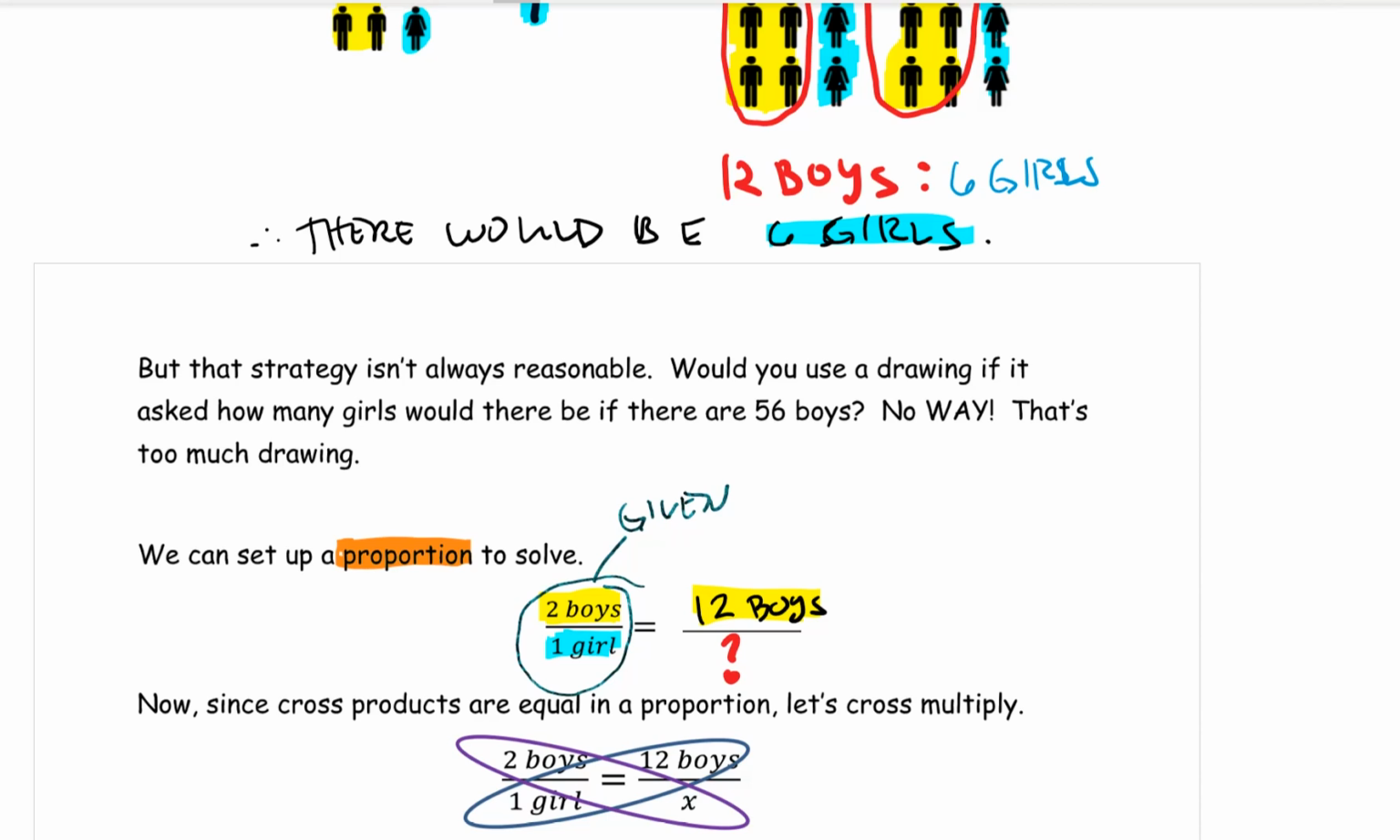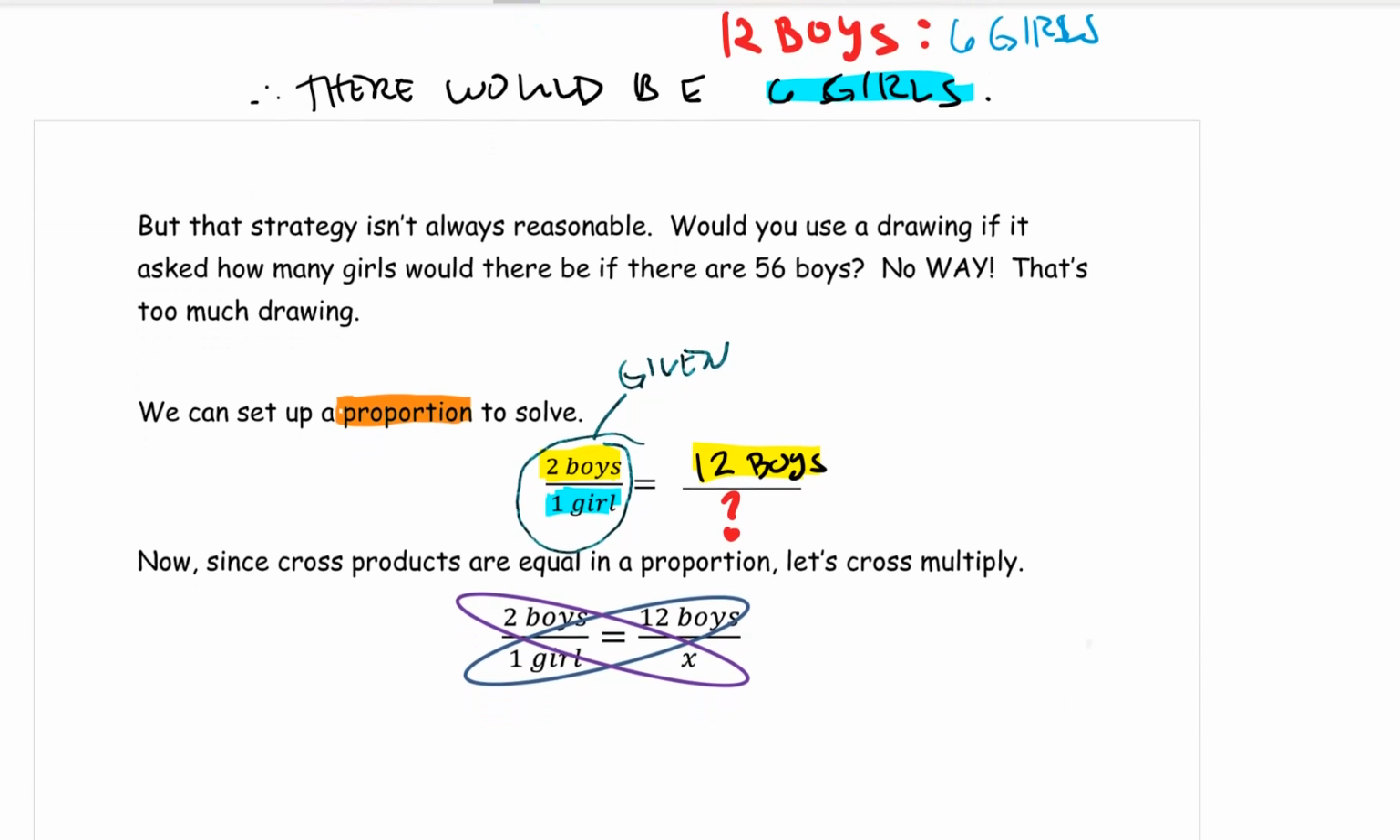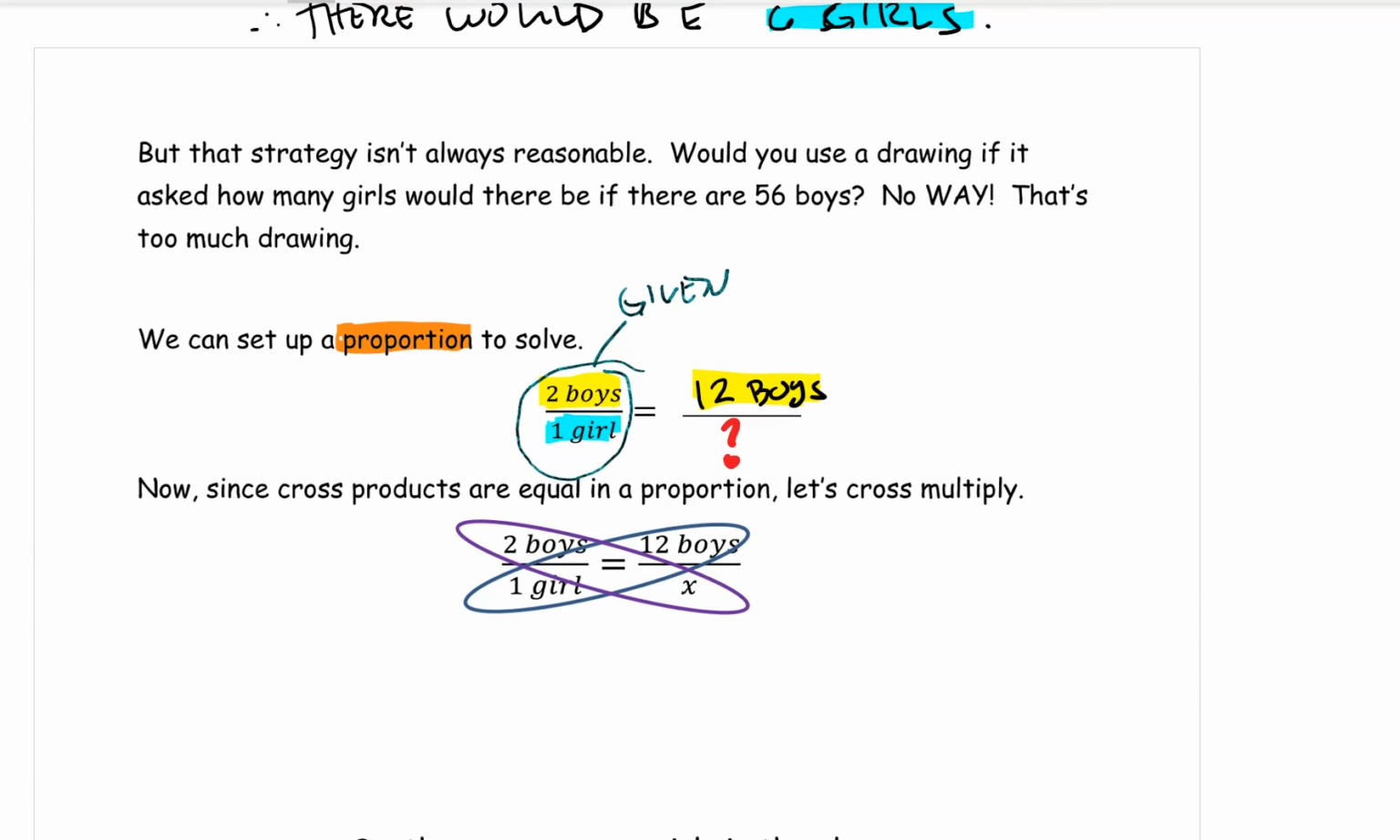So if I'm gonna let x be my question mark, so if I do that, you now have 2 boys for every 1 girl, and then 12 boys, but again x is just the unknown number of girls. So again, I don't know that one.